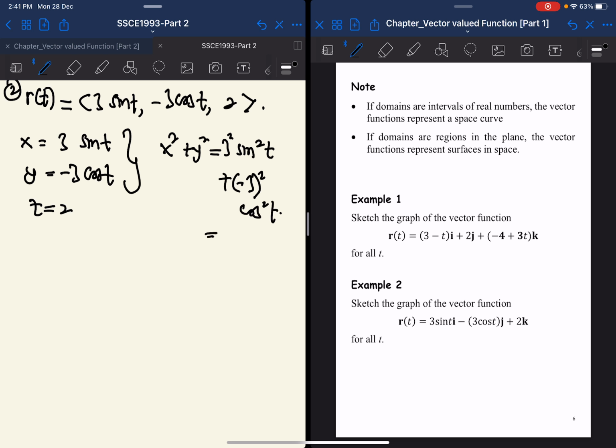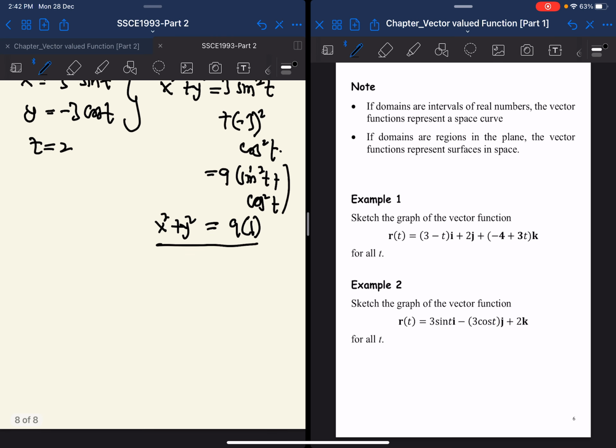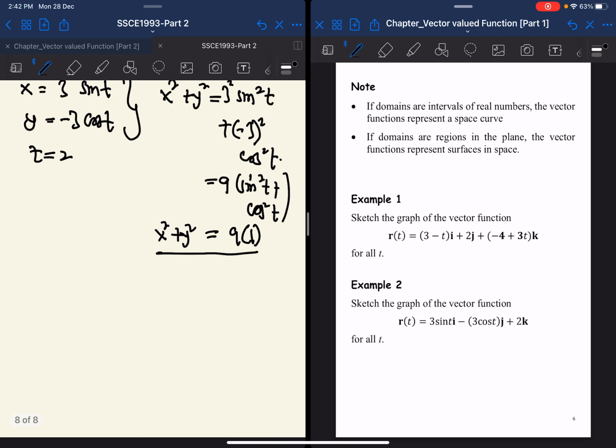Okay, so you definitely will get 9 sine squared t plus cos squared t. Based on the identity, you will get 9 times 1. So actually you will get x squared plus y squared equal to 9. So definitely you will get a circle. But what, should I say, is the position of that vector function in space?